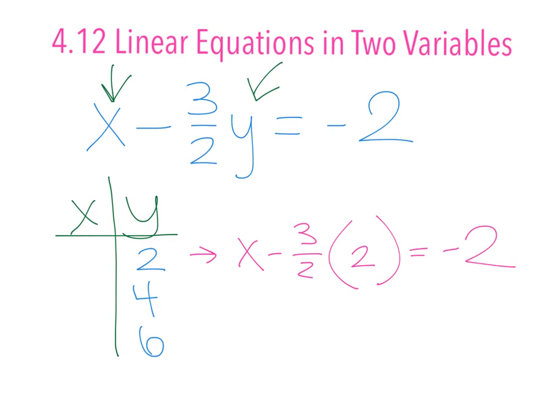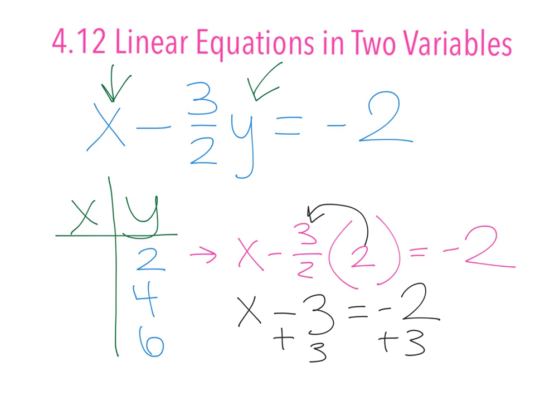So for my y equals 2, I've substituted it into my equation. So that gives me x minus 2 times 3 is 6, divided by 2 is 3, equals negative 2. I'm going to add 3 to both sides. X equals 1. That's really as simple as it is. You get to choose either your x values and solve it out, or your y values and solve it out.